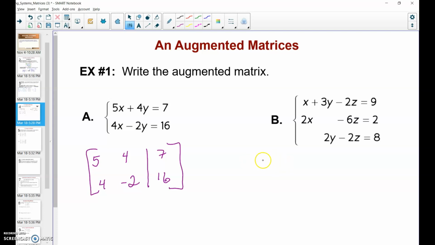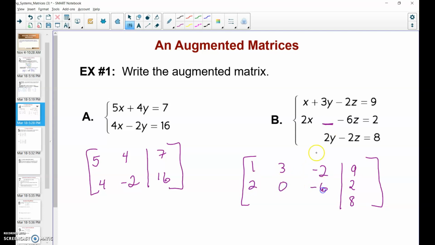For B, we now have 3 variables and 3 equations. So I need now a 3 by 4 matrix. I'm going to do my equal sign part first: 9, 2, 8. Then I'm going to write the numbers as I go across. I have 1, 3, -2. 2, I don't have a y in this second equation, so that gets 0, -6. I don't have an x in my third equation, so it's 0, 2, -2. That's your augmented matrix. Okay, so that should be pretty self-explanatory so far.